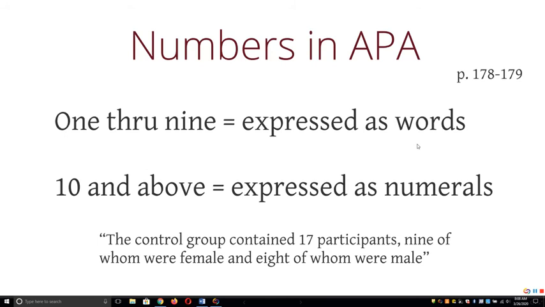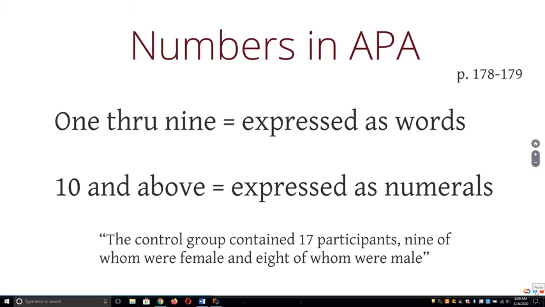So for example, the control group contains 17 participants. That's because that's 10 and above, so that's numeric. 9 of whom were female and 8 of whom were male. Since this is under 10, we write out the entire word. Now this is the general rule for numbers, but it wouldn't be APA if there weren't exceptions.